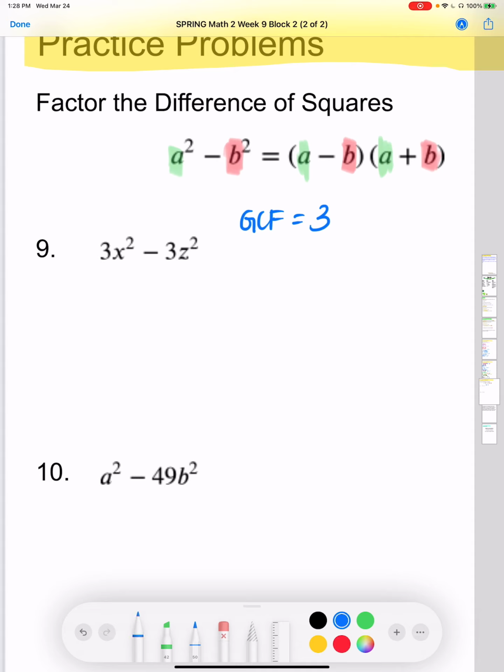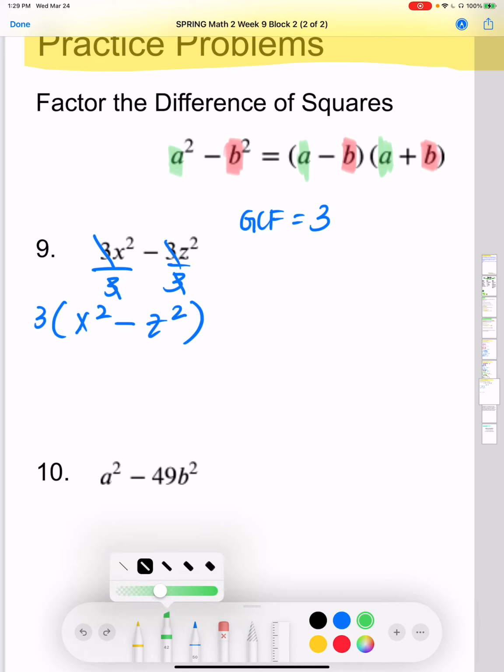Okay, so let me factor out the 3. Let's see what that does. So remember, it goes outside. It does not disappear. You don't have an equation. Okay, so 3 divided by 3 is 1. It's gone. You're left with x squared minus 3 divided by 3 is gone. You're left with z squared. Now this inside portion is exactly what we see up at the top. It's a difference of squares. So I'm just going to pay attention to the inside. My a value is my x. My b value is my z.